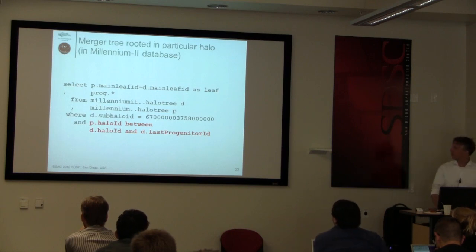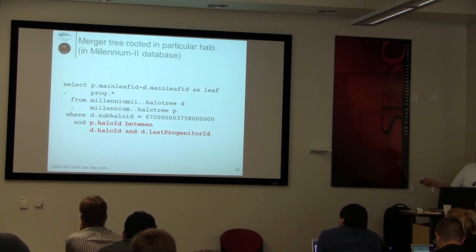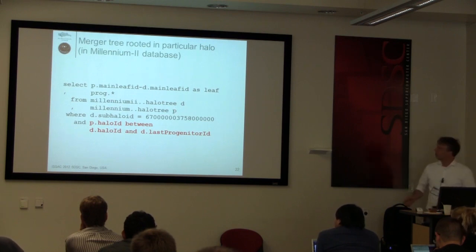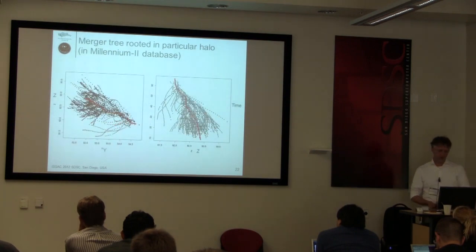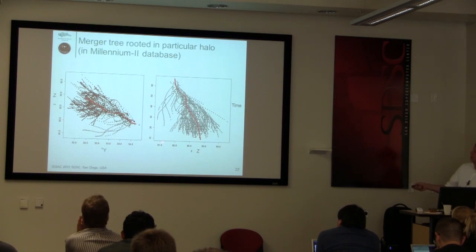So what you now get, this is, for example, for the Millennium 2, so this should be 2 here. This is for a particular big halo. If I run this query, then I get all kinds of parameters. So this is Z against time, the Z coordinate against time, so this is time going forward. Here you see only the points. All the progenitors are plotted here. The red line is this main leaf ID.